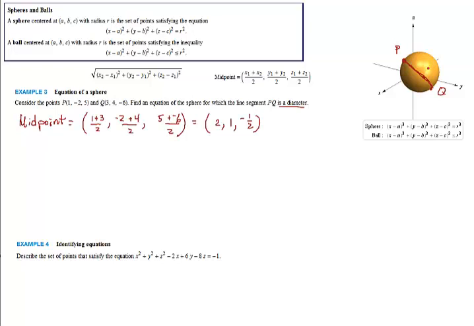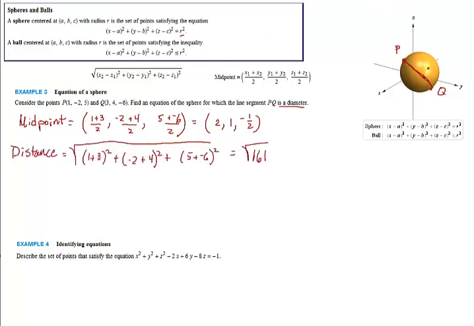Now I need to know how long that diameter is so that I can eventually get the radius. Notice I need the center. A, B, and C is the center. I'm just going to be plopping those numbers in. Then I'm going to need the radius, and I'll be able to get that too. Let me just go get the distance of that diameter. I'm going to go get the length of it. Okay, just plopping those numbers in, I get the square root of 161.